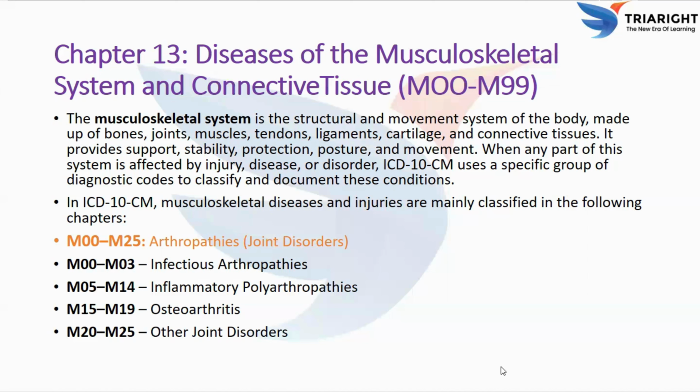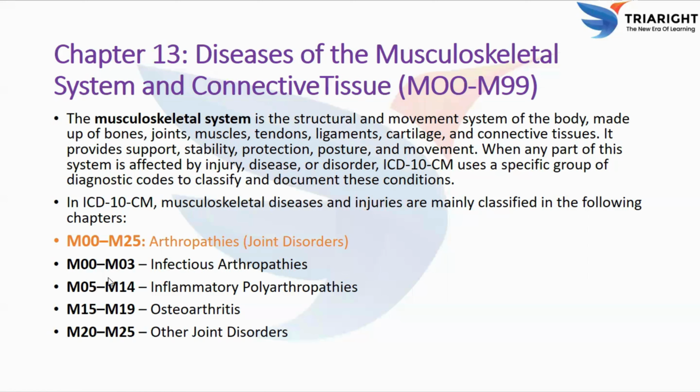So, breakdown of the subsections. M00 to M03 is infectious arthropathies. What do we mean by infectious arthropathies? These are joint infections usually caused by bacteria, viruses, or fungi. For example, septic arthritis and post-infective arthritis. These conditions need urgent treatment because a joint infection can destroy the cartilage quickly.